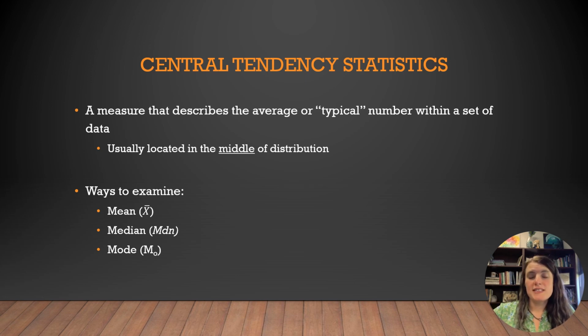So what are our three statistics? Mean, median, and mode. Mean is represented by a capital X with the line over it, X bar. Mode is represented by a capital M with a subscript O, and there really isn't a standard representation for median, so I use MDN for short.